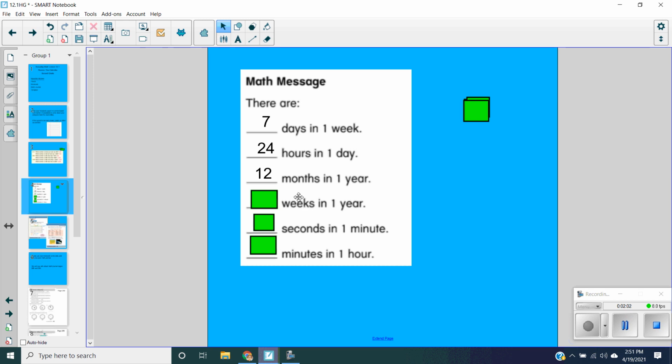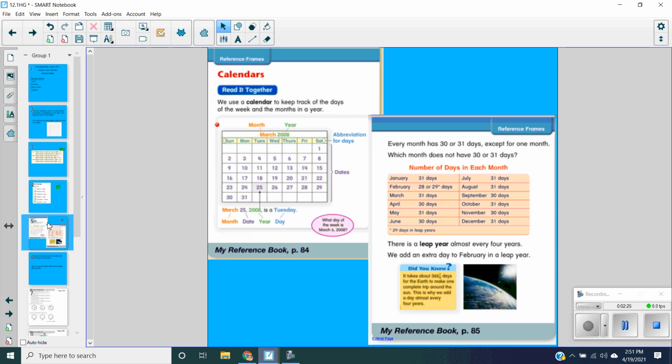Do you know how many weeks are in a year? There are 52 weeks in 1 year. How many seconds are in 1 minute? There are 60 seconds in 1 minute. And how many minutes are in 1 hour? There are 60 minutes in 1 hour.